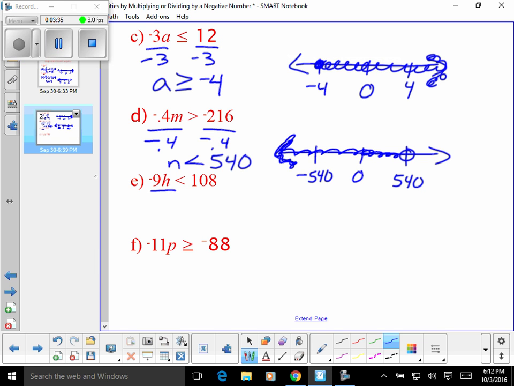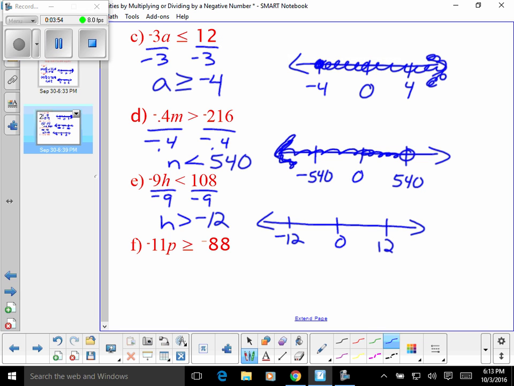In E, we'll divide both sides by -9. H will be greater than, remember to change that direction, -12. And we want everything greater than; it's an open circle this time, and we want everything to the right of -12 because we want what is greater than -12.